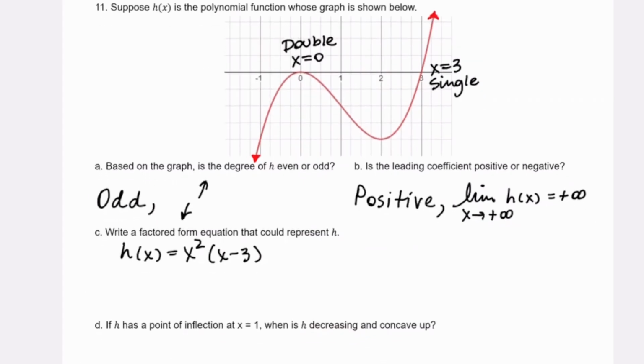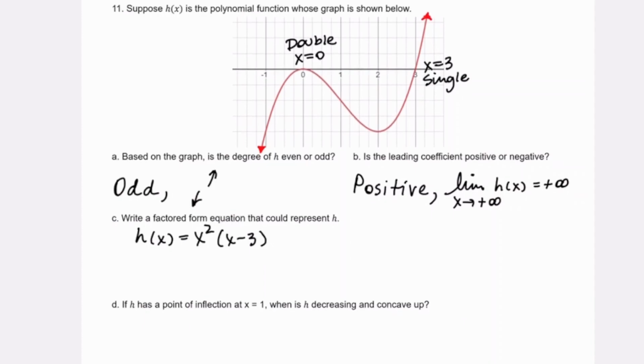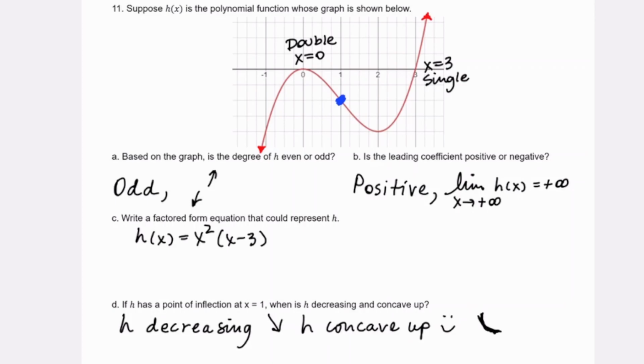All right, now we're going to take it back a little bit. We're going to ask you to think about something we were talking about a week or two ago. If h has a point of inflection at x equals 1, which is definitely believable, I'll label that right there in blue, when is h both decreasing and concave up? Right, so h decreasing, just to remind you, on the graph, as we move left to right, we're going downhill. And h concave up means that if we're looking at a picture of the graph of h, the graph is smiling. So if we're decreasing while smiling, we're looking for a graph that kind of looks like that.